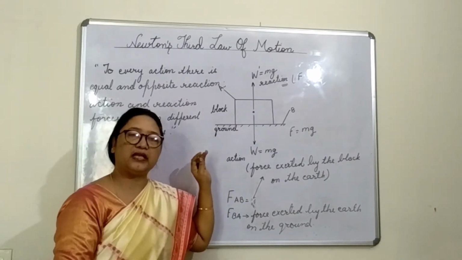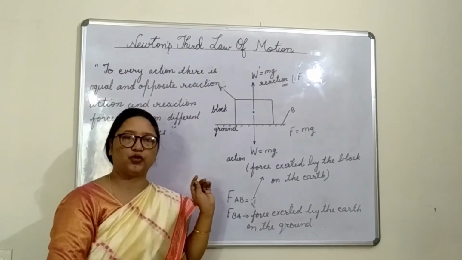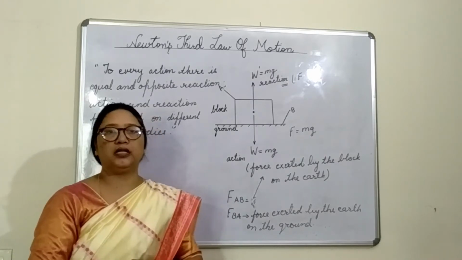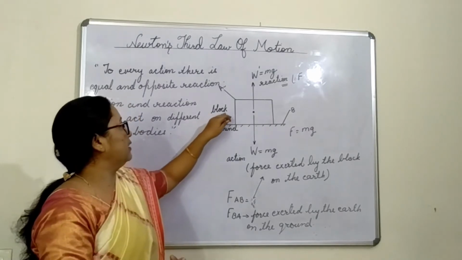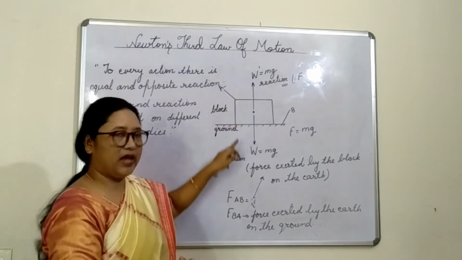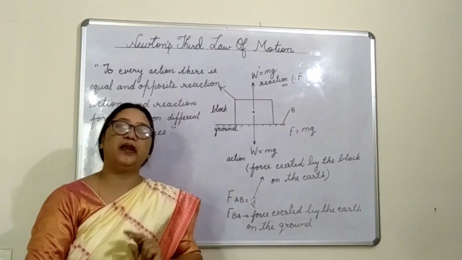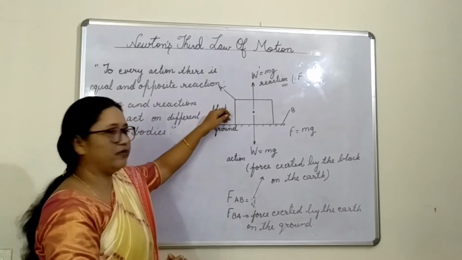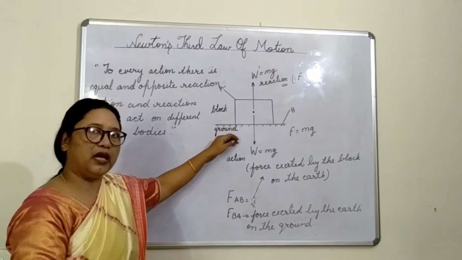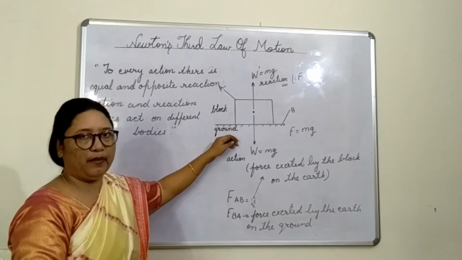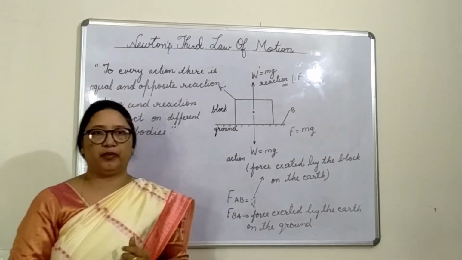Now the question arises, why can't they produce equal acceleration although the magnitudes of action and reaction forces are equal? Because these forces are acting on two different bodies which have different masses. Just see, the mass of the block is very small as compared to the mass of the ground. So the acceleration produced will not be of equal magnitude. So these are the few points which you should remember.